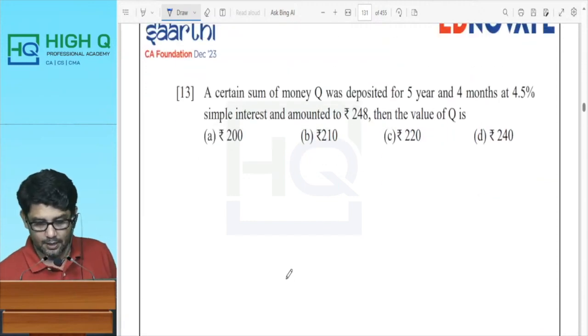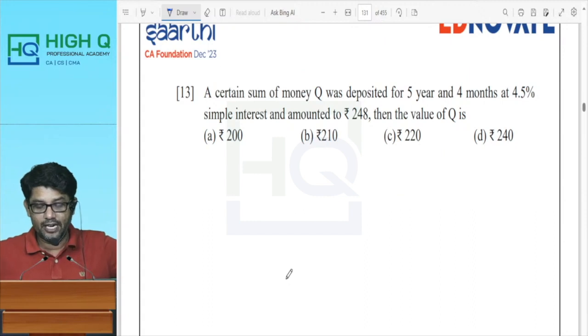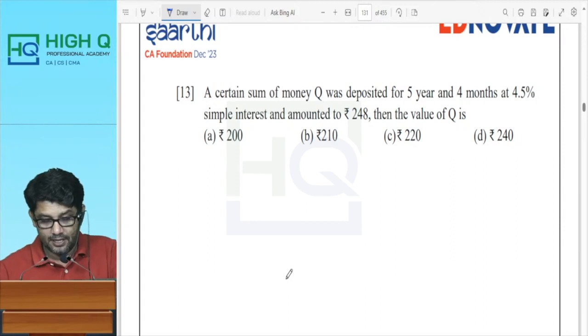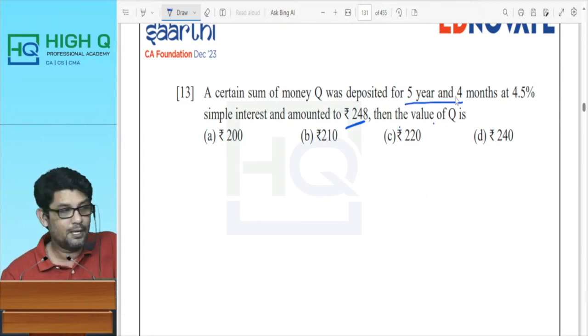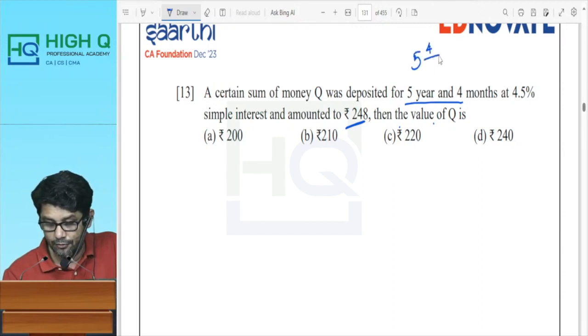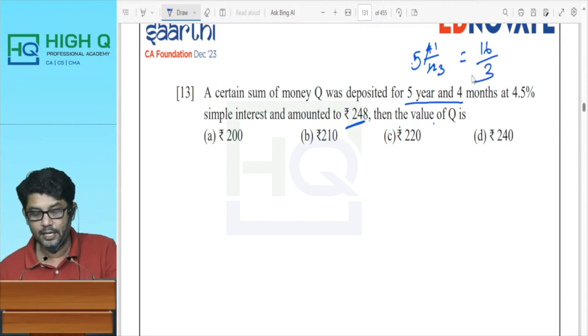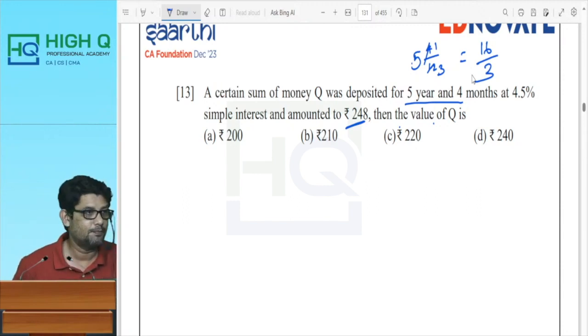Now, a certain sum of money Q was deposited for 5 years and 4 months at 4.5% simple interest and amounted to rupees 248. Then the value of Q is. It is simple interest. Simple interest can always be calculated on a yearly basis only. 5 and 4 by 12, is it 16 by 3, my dear? N is equal to 16 by 3. At least this one you try to do. They ask you to find out the principal.